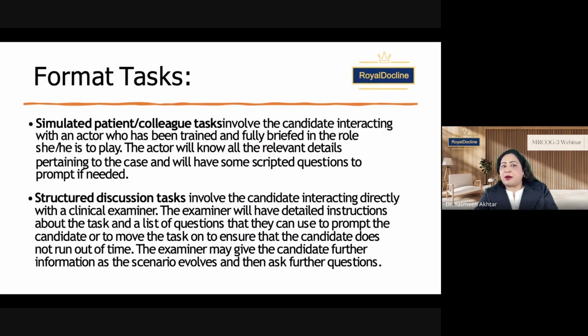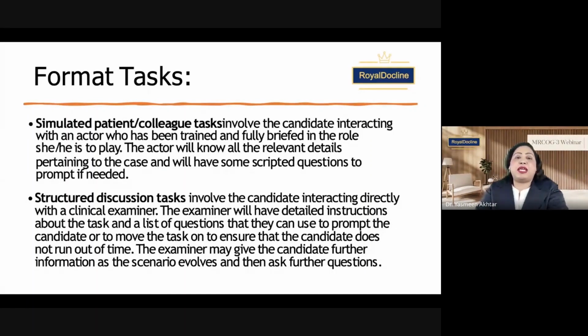So what will be the format of the task? The format of the task is either a simulated patient or a simulated colleague task. Simulated patients, as you all know, are usually actors who are given instructions. In the early morning, the instructions are given to the patient and they are told how they have to behave. For example, if she is in labor, she will behave as a lady in labor with all her crying and everything. Or if the husband is an angry husband, then he will be given the instructions accordingly and he knows all his instructions.